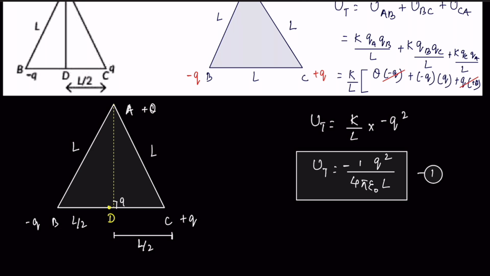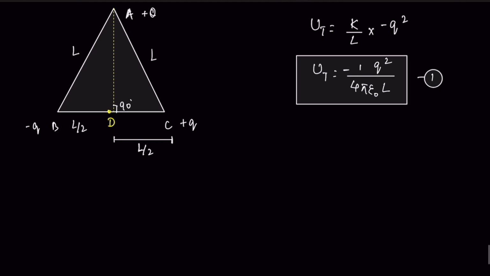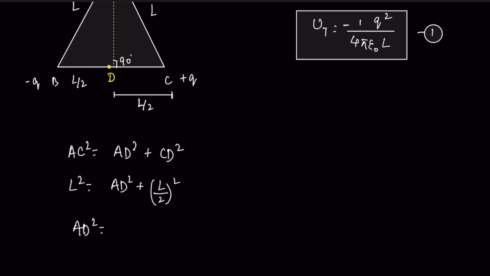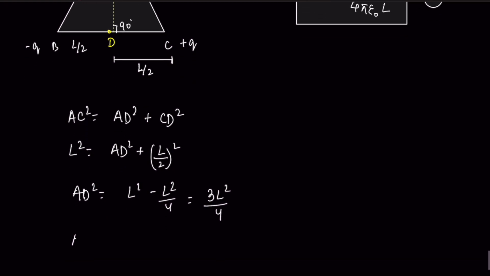So this is 90 degrees, so we can use the Pythagoras theorem. By applying Pythagoras theorem, we can say that AC square is equal to AD square plus CD square. AC square is L square, AD square we have to find, and CD square is L by 2 whole square. So AD square is equal to L square minus L square by 4, which is equal to 3L square by 4. So AD is equal to root 3 L by 2. So we got the value of AD.